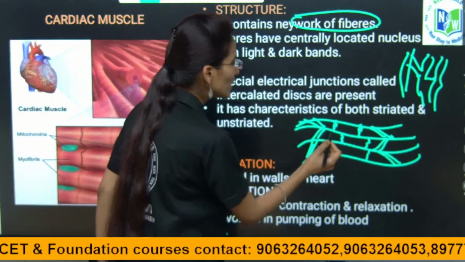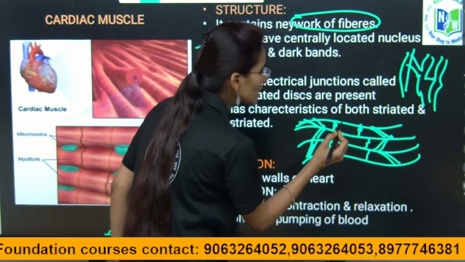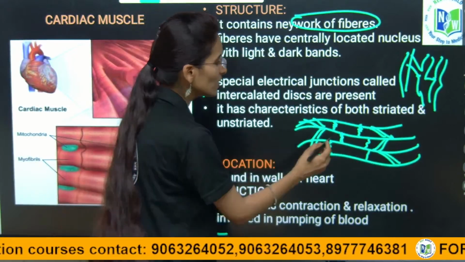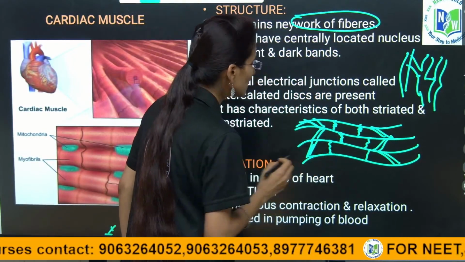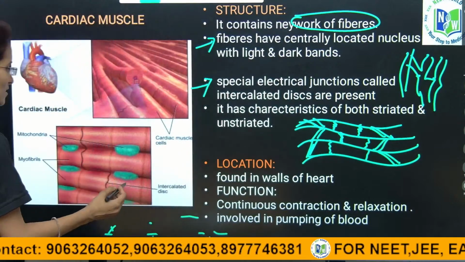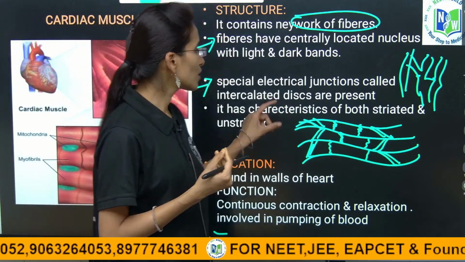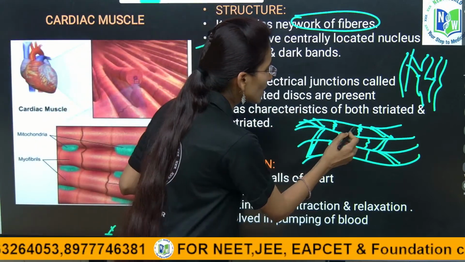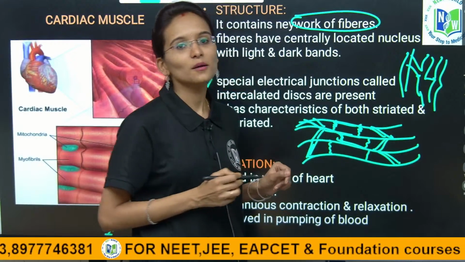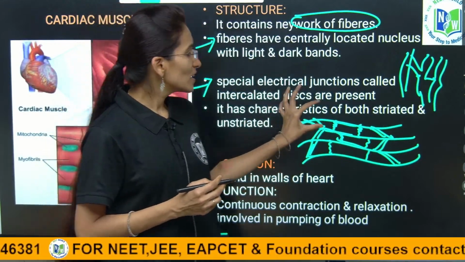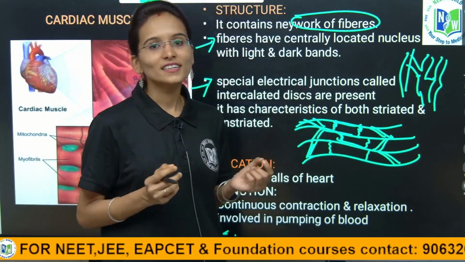So when these alternate light and dark bands are present, in between these we can find the intercalated disc. Intercalated discs are specialized junctions which connect one cardiac muscle to another cardiac muscle. Clear with the concept, students? In between them we can find the intercalated disc.